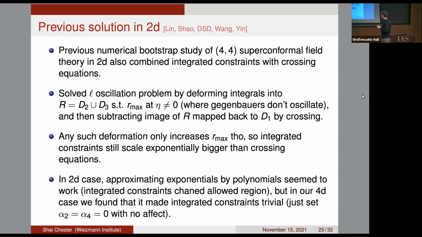The way they solved that is that they just did a very brute force approach of approximating an exponential by a polynomial. And miraculously, that seemed to actually work in their 2-dimensional case. But this crude approximation did not work in our 4-dimensional case. I guess there's no reason why it had to work. So if anything, it was a mystery why it did work for them. In the sense that it didn't work, I just mean that it made the alpha 2 and alpha 4 components of the functional trivial. So it just made our constraints not sensitive to tau.